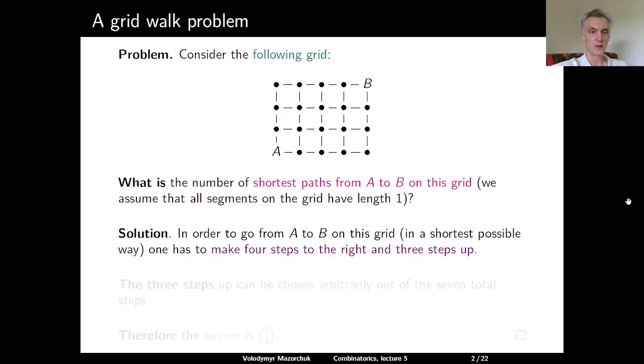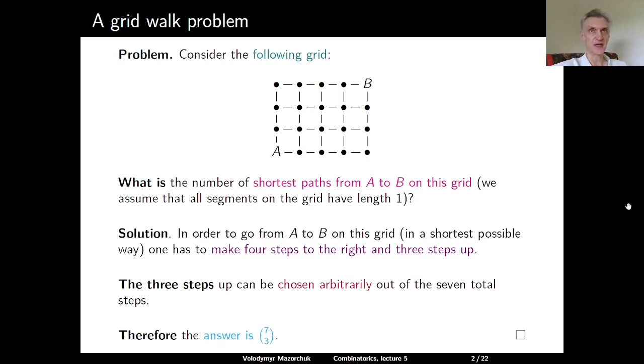Solution. In order to go from A to B on this grid, we need to make 4 steps to the right and 3 steps up. And out of these 7 steps in total, the 3 steps up can be chosen arbitrarily out of the 7 steps. Therefore, we need to make a choice of 3 elements out of 7, so the answer to this problem is 7 choose 3. So the answer is the binomial coefficient 7 choose 3.